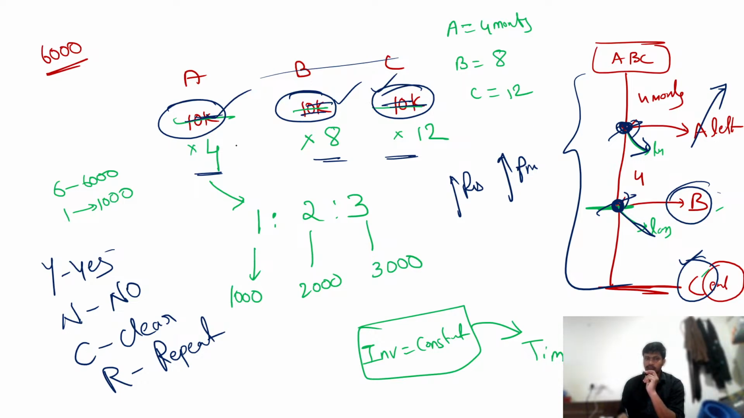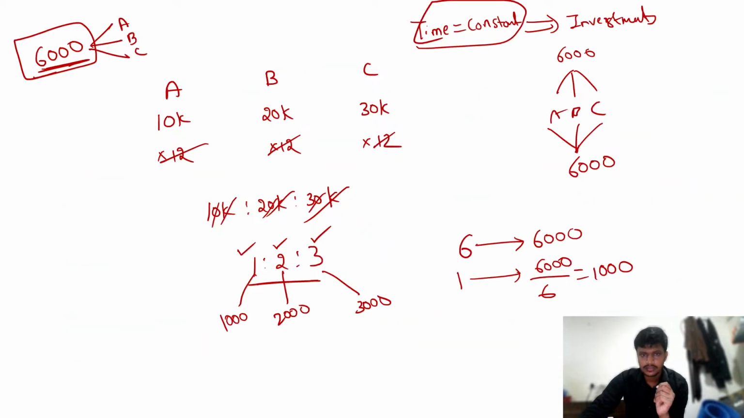Because A is staying for 4 months, B is staying for 8 months, C is staying for 12 months. Simply find out the ratio 4:8:12, and divide the profit according to that ratio.